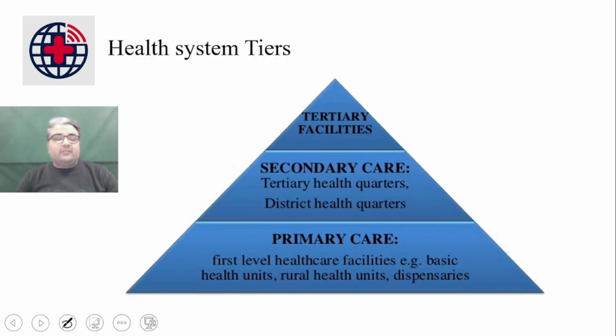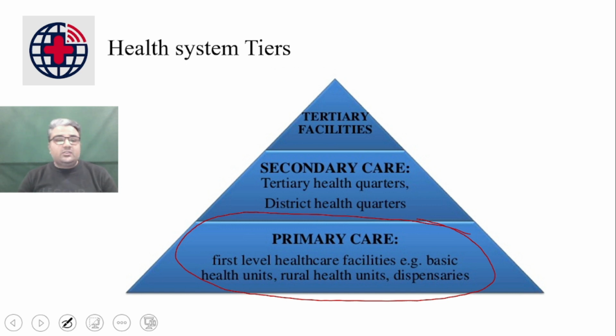With that in mind, let me just give you another concept. Within health, there is a hierarchy of service delivery. The hierarchy of service delivery goes like this: there is something at the base called primary care. Primary care is the first level healthcare facilities. They're also called FLCF, first level care facility. They're basically basic health units.